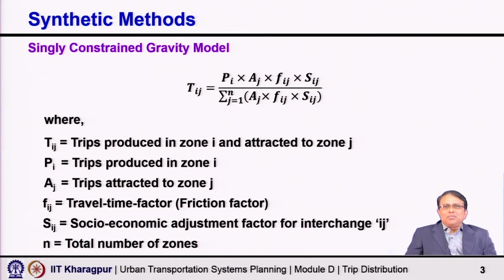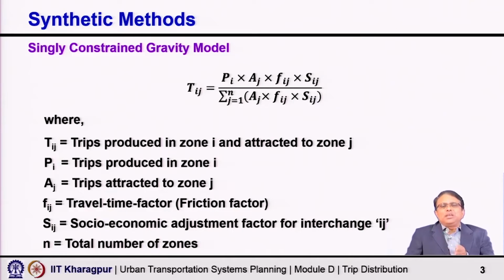That means, of the total attraction Aj coming, how much comes from a particular zone i will depend on the production of that zone and its Fij value. But that is not the only production zone connected to this attraction zone j. There are many other production zones which are connected. So it is relative to the productions of each zone connected to zone j, and the corresponding Fij values.